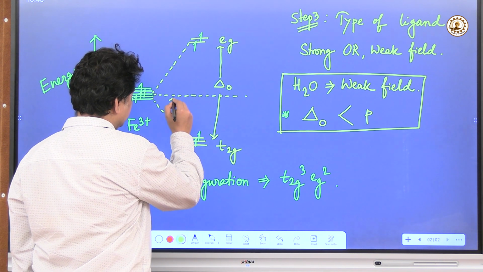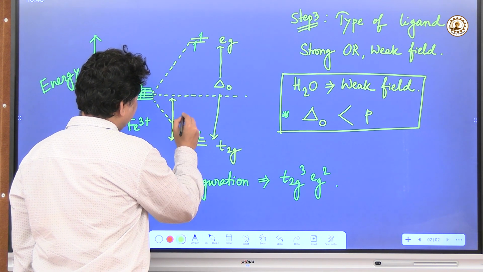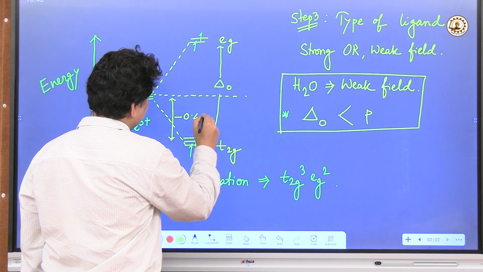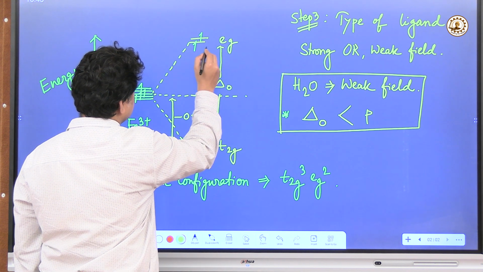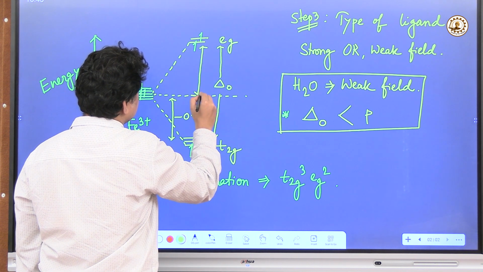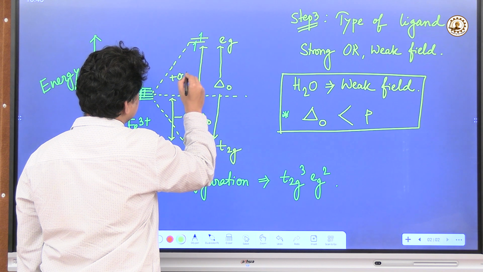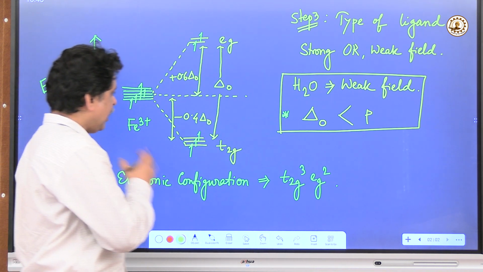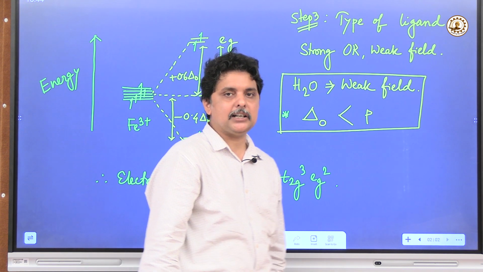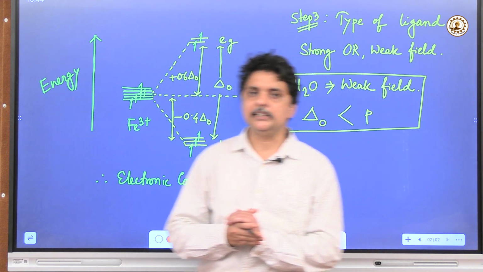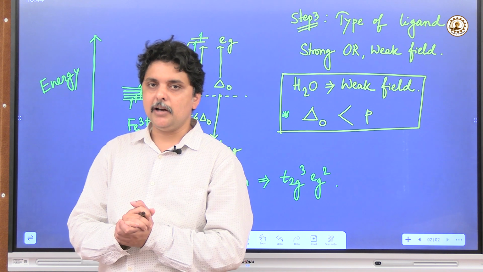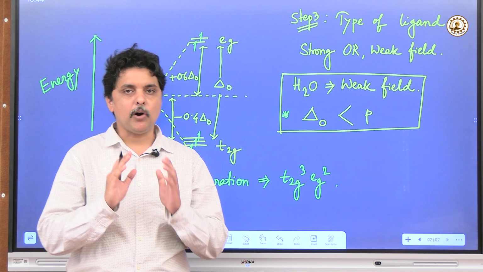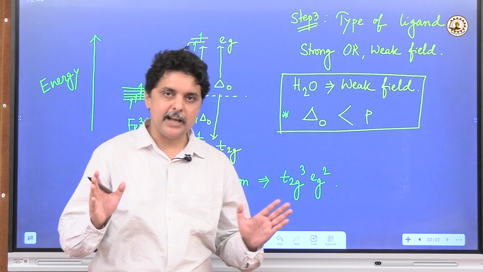Here again we need to add a few things. This is minus 0.4 delta O, and this is plus 0.6 delta O. So this is our crystal field splitting diagram for [Fe(H2O)6]3+. Also remember, this diagram is applicable for any Fe3+ bonded to any weak field ligand.